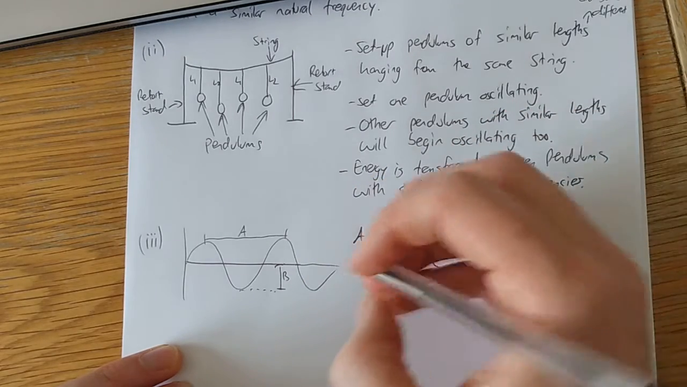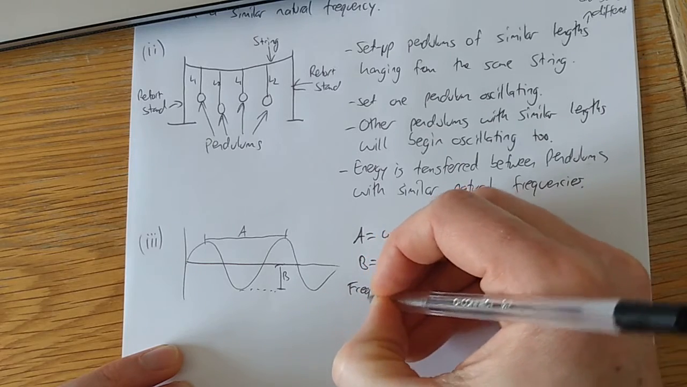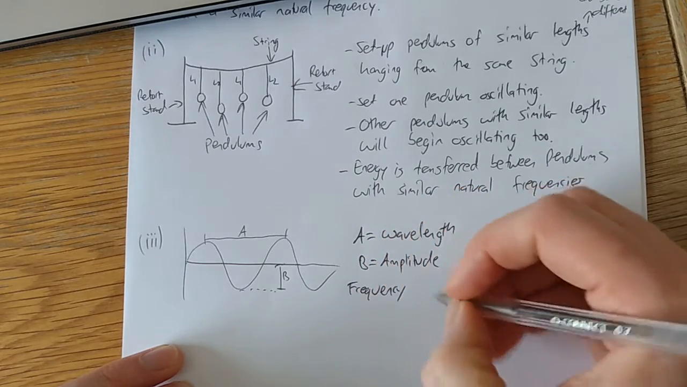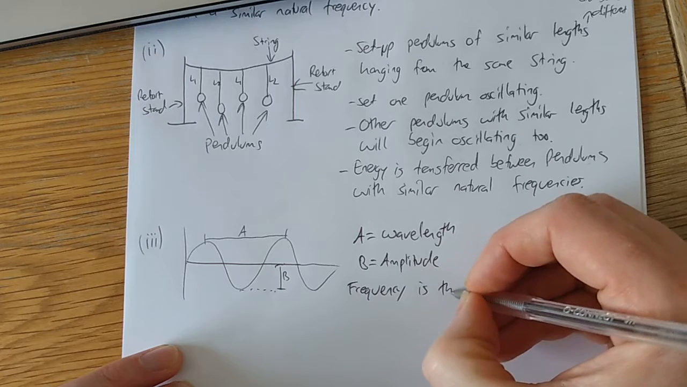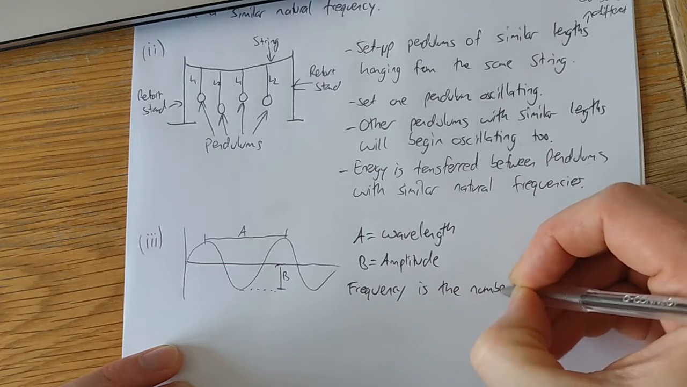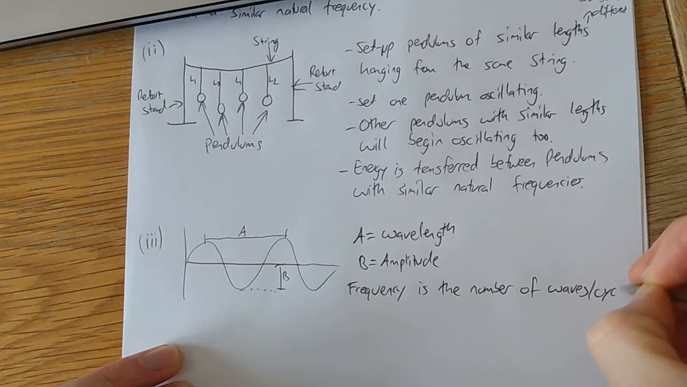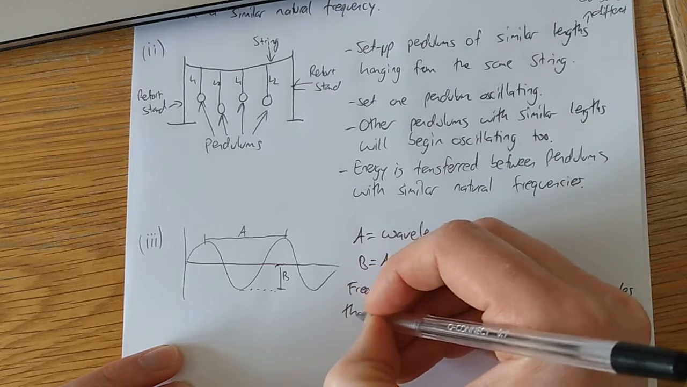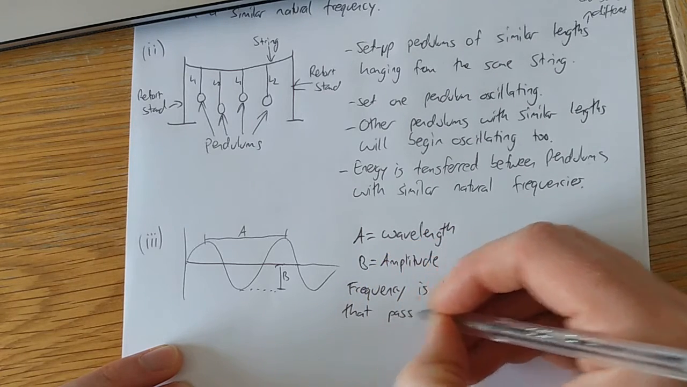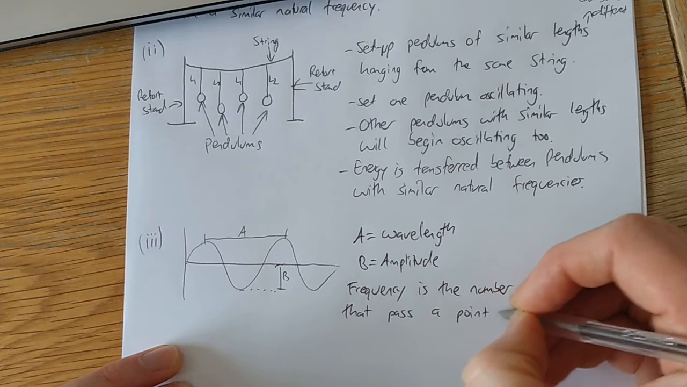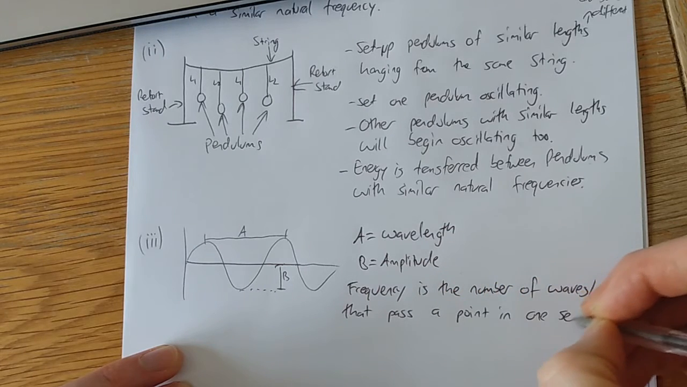What is meant by the frequency of the wave? So frequency, can you still see this? You can. It is the number of waves, but they usually like the word cycles, that pass a point in 1 second.